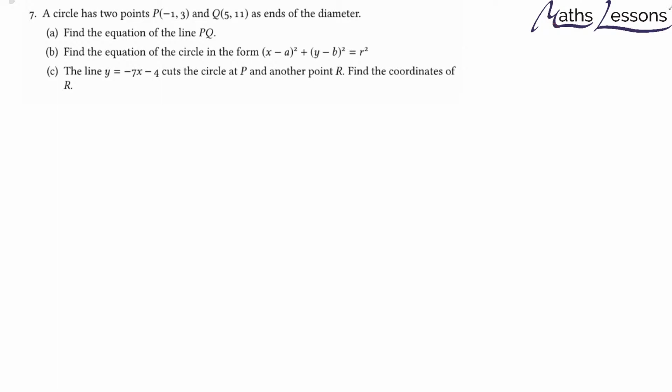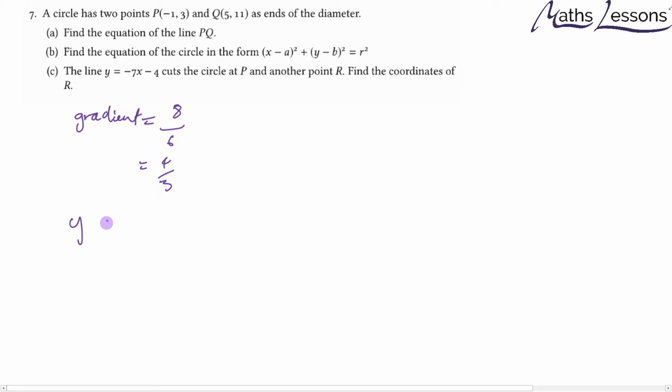Right, here we go. A circle has 2 points, (-1, 3) and (5, 11), as ends of the diameter. Find the equation of the line PQ. First of all, find the gradient of PQ. The change in y from 3 to 11 is 8. Change in x from -1 to 5 is 6. So we have 8 over 6, which equals 4 over 3.